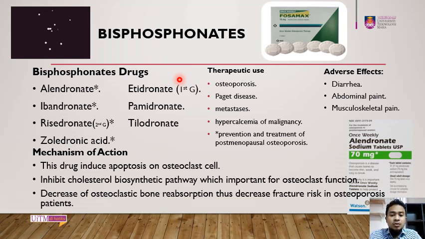Right, all that being said, there are a few known side effects for bisphosphonate. One of them is diarrhea, abdominal pain, and musculoskeletal pain. Okay, these are the most common side effects of bisphosphonate. Okay, so let's move to the second type of drug.